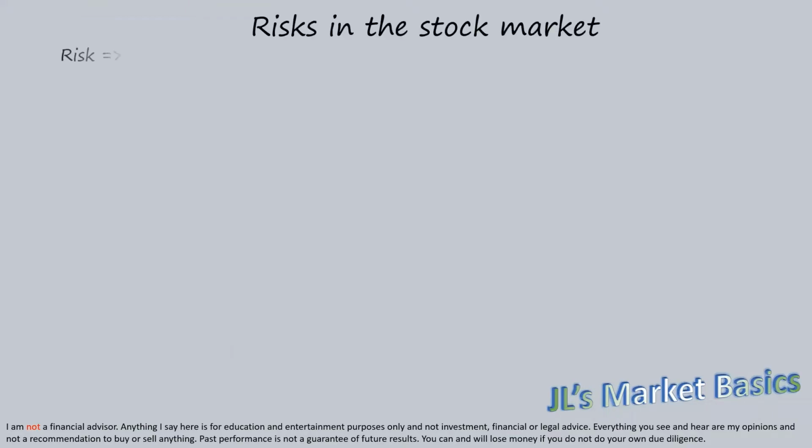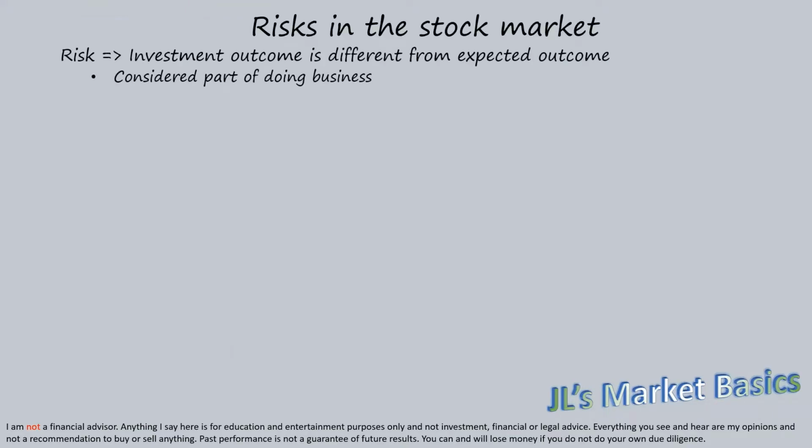Okay, so risk in investments is seen as an outcome that is different from what is expected. For example, you might expect the company's share price to go up, but it goes down, or vice versa. In the investing world, it is considered part of doing business. That does not mean you can't do anything about it, like risk mitigation or protecting your account from certain risks. And there are several types of risks in investing.